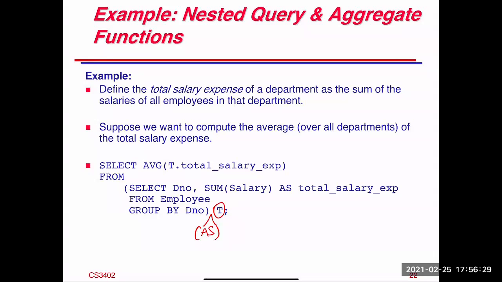What is the difference between T and total salary expense in terms of attributes elements? So total salary expense is just an attribute of this table T here. Okay.